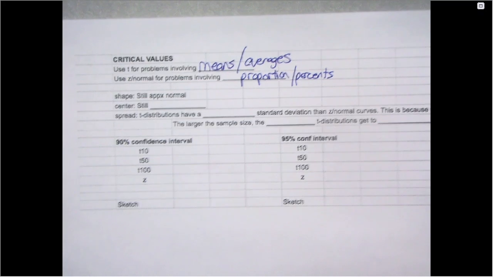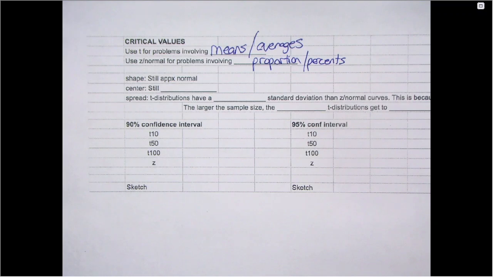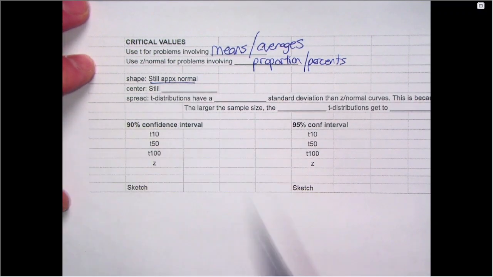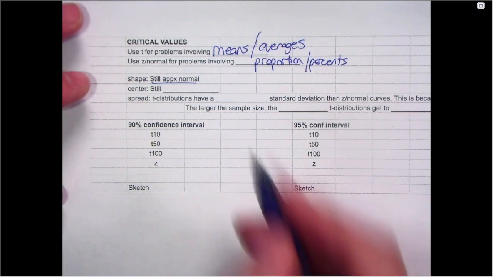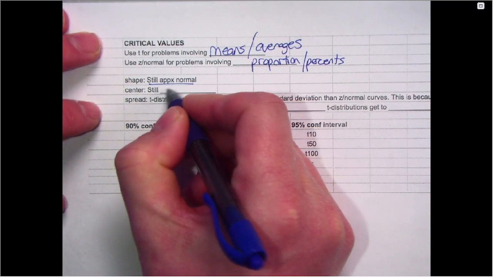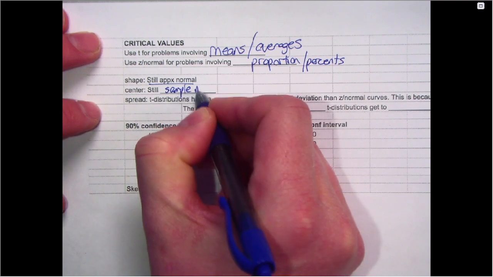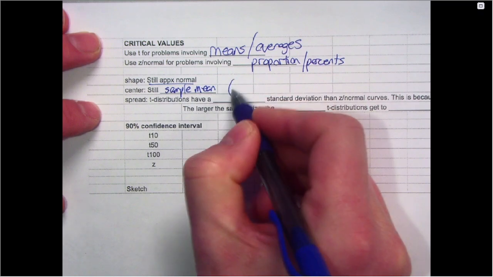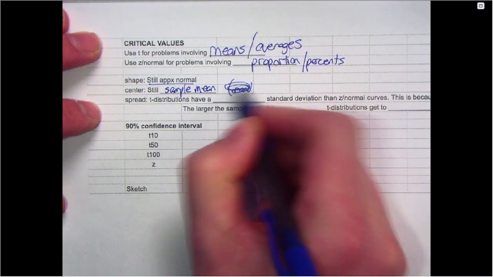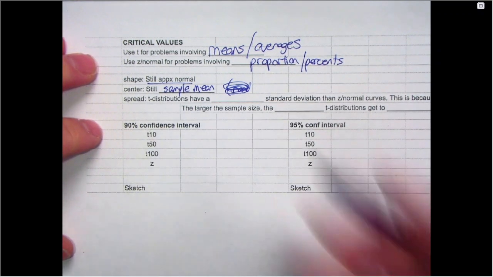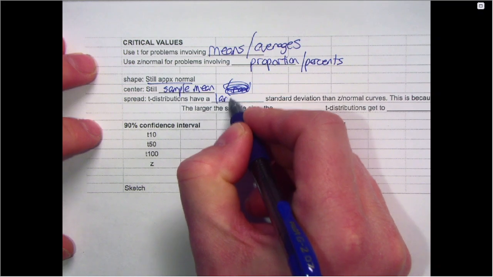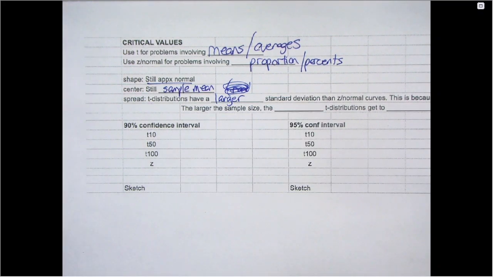So a T distribution is pretty similar to a normal distribution. It's still approximately normal. The center is still the sample mean, I'll put, because I don't know if we're doing 1 or 2, as long as it's random. No, we don't need that sign. And then the idea is, let's fill this out first. T distributions have a larger standard deviation than normal curves.